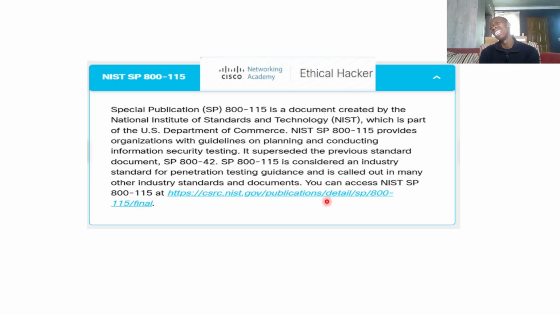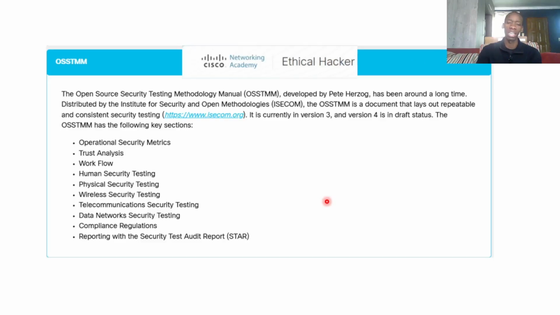So I might say now we have three methodologies that we have to at least get and use for our pen testing. I will find out more. Then we have the OSSTMM. This is another methodology, an open source security testing methodology manual developed by Mr. Pete. It has been around a long time, distributed by the Institute for Security and Open Methodologies. This is a document that lays out repeatable and consistent security testing. It is currently in version 3, and version 4 is in draft status.